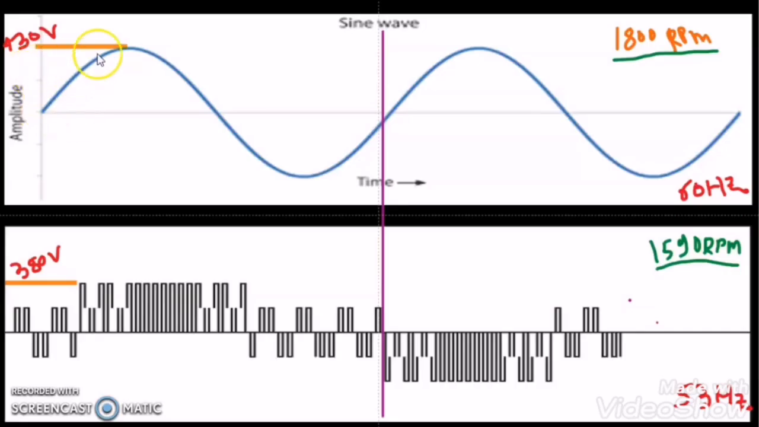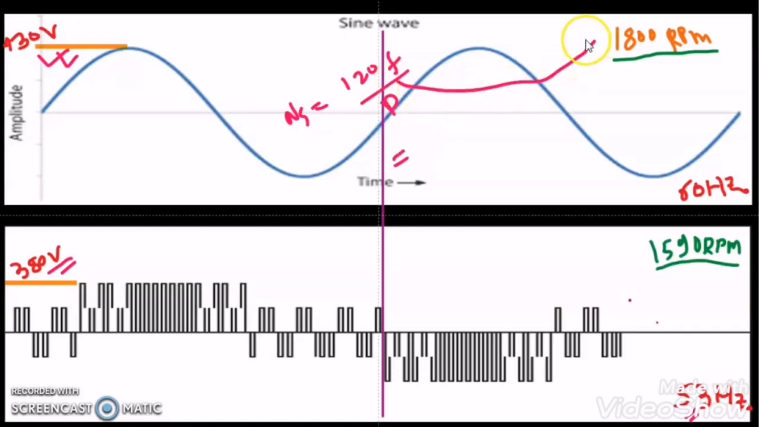Let us say we give a 430 volt 60 Hz power supply to a motor, then this IGBT changes the magnitude of the voltage to 380 and the frequency to 53 Hz. In this condition, when the voltage was 430 and the power frequency was 60 Hz, then the synchronous speed of the motor is what? 120 F by P. If we calculate, we will get 1800 RPM of the motor.